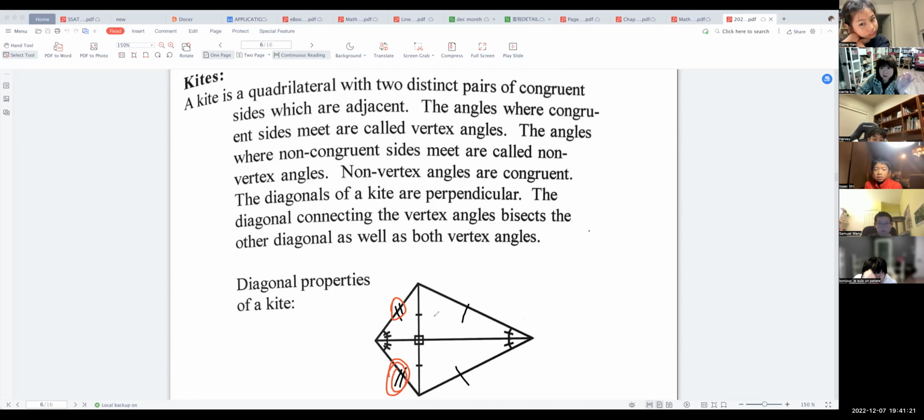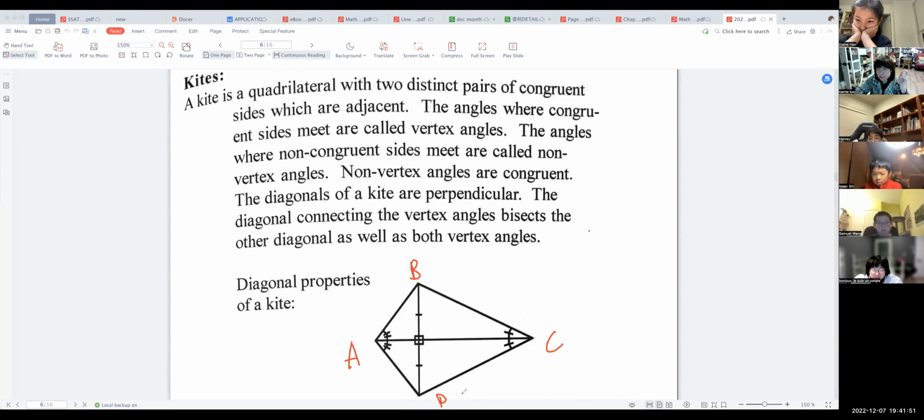The angles where congruent sides meet are called vertex angles. The angles where non-congruent sides meet are called non-vertex angles. This is the non-vertex angle, and this is the vertex angle. Where the two unequal sides meet is called a non-vertex angle. Understand? Now let's name this kite A, B, C, D.